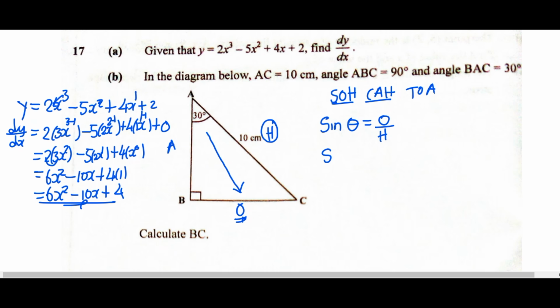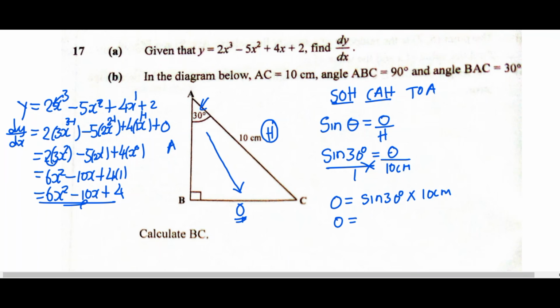Now let's look at sine. What angle is here? 30 is equal to, what is our opposite? Opposite is what we are solving for. Then hypotenuse we are given is 10 centimeters over 1. We cross multiply. So 1 times O is O. Then here we have sine 30 times 10 centimeters.